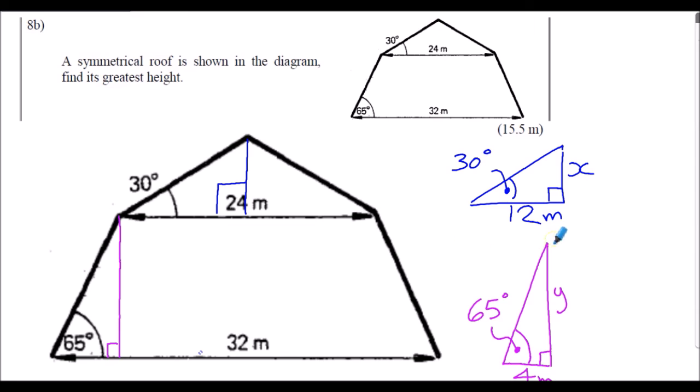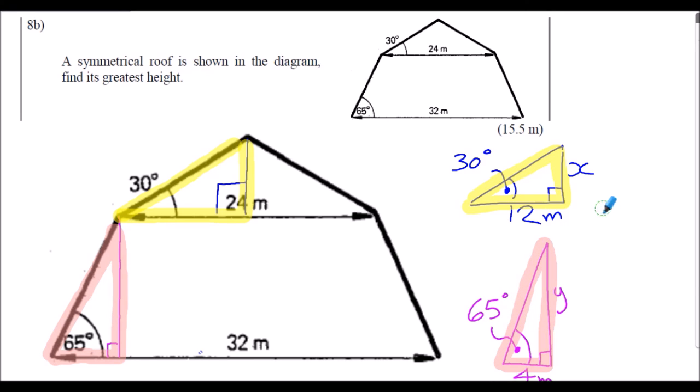Here are the two triangles we should have formed from the information in the question. This first triangle here I'm highlighting in yellow would be this triangle here. And the second triangle I'm highlighting here would be this triangle here. Basically you need to work out the value of x in the first triangle, y from the second triangle, and add them together to get the total height of the roof.